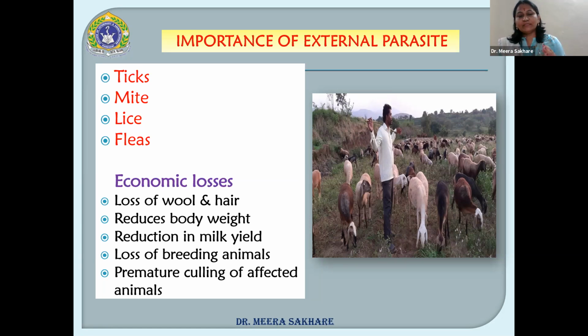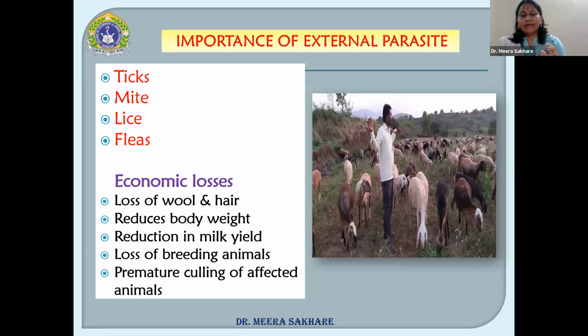And apart from this, external parasites transmit important diseases. For example, ticks. These ticks transmit hemoprotozoan diseases like babesiosis, theileriosis, certain rickettsial diseases like anaplasmosis, or sometimes they can cause tick paralysis. Such disease transmission will occur.